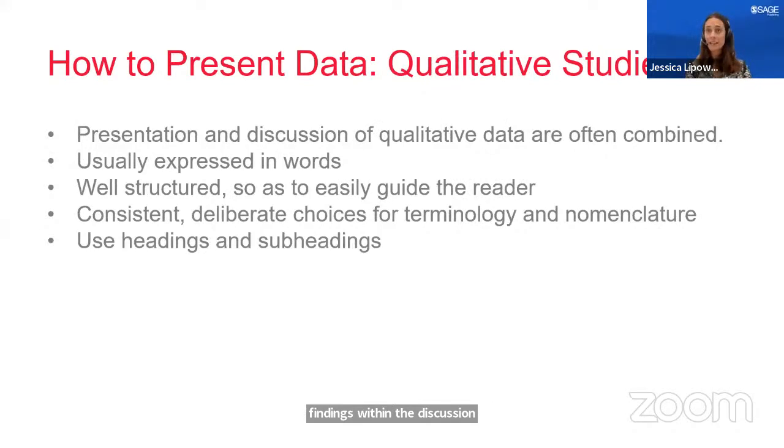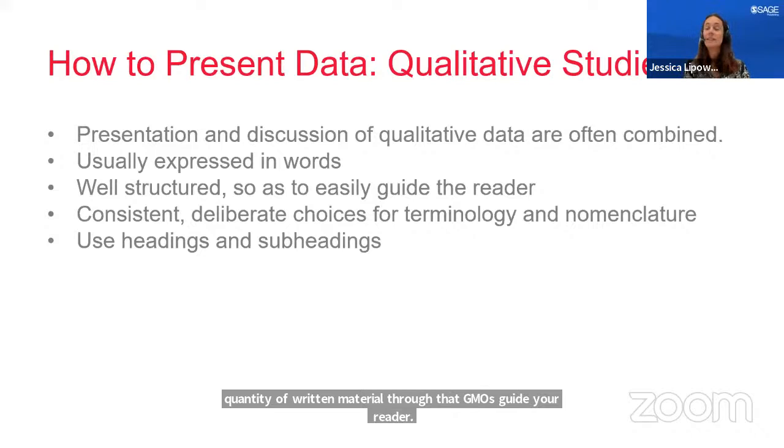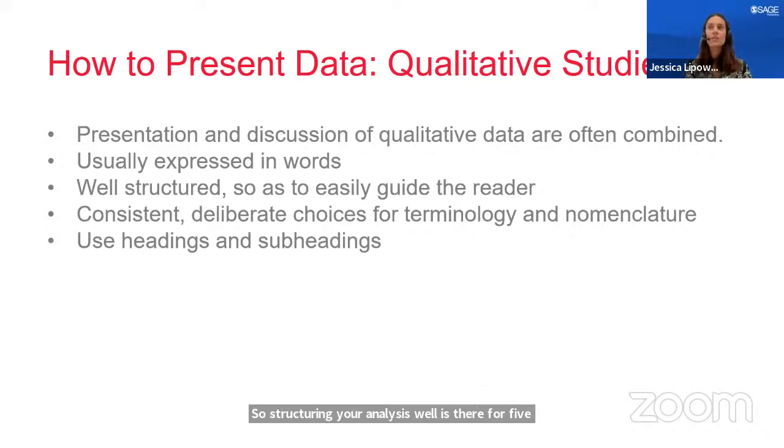For qualitative studies, qualitative data is difficult to present neatly in tables and figures, so this is often expressed in words, which could result in a large quantity of written material through which you must guide your reader. So structuring your analysis well is therefore very important. You'll want to make your sections and subsections clearly reflect the themes that have emerged from the analysis of the data, and make sure your reader understands how these themes evolved.